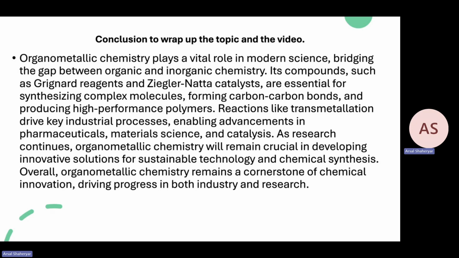As research continues, organometallic chemistry will remain crucial in developing innovative solutions for sustainable technology and chemical synthesis. Overall, organometallic chemistry remains a cornerstone of chemical innovation, driving progress in both industry and research.